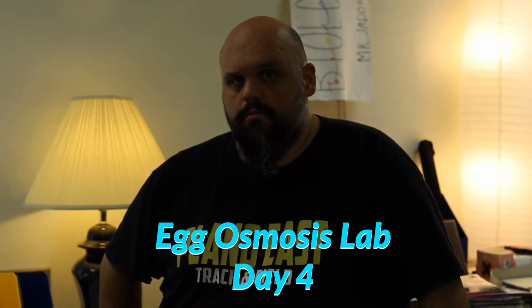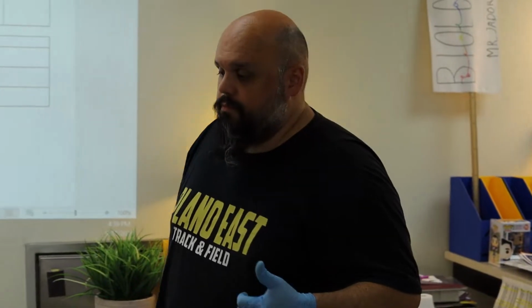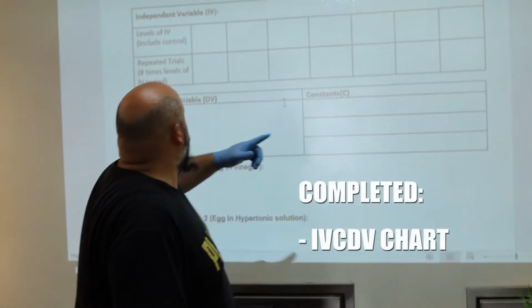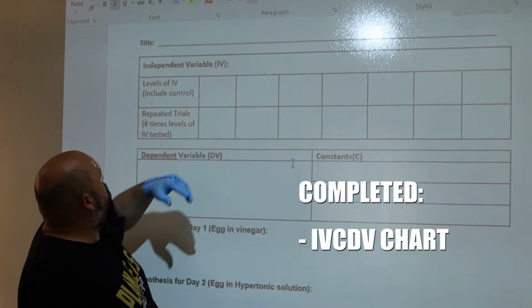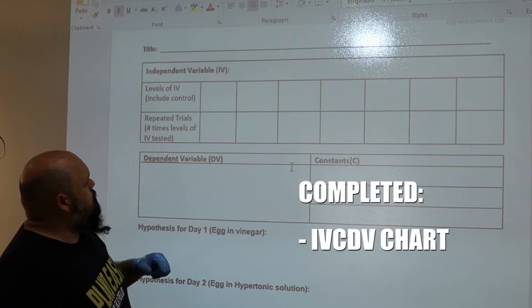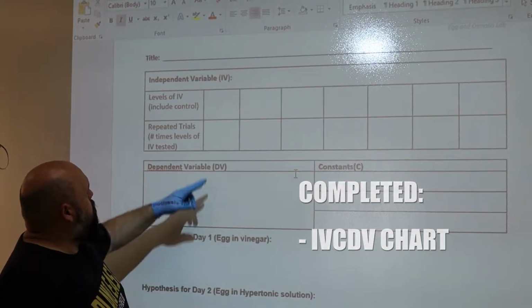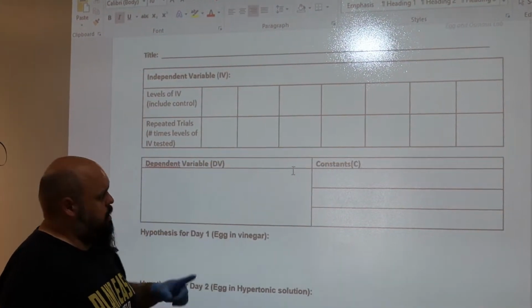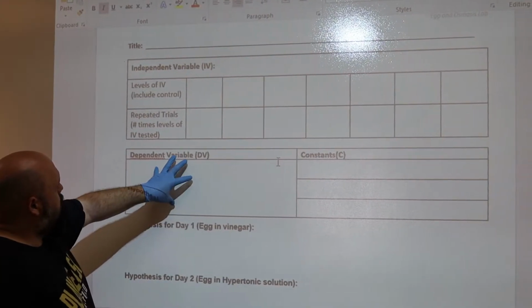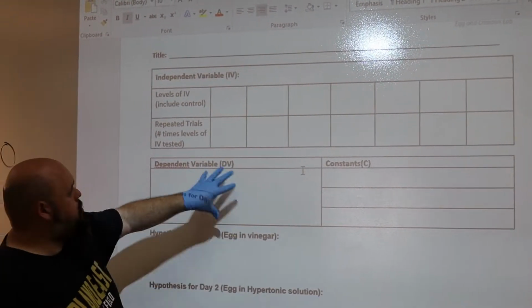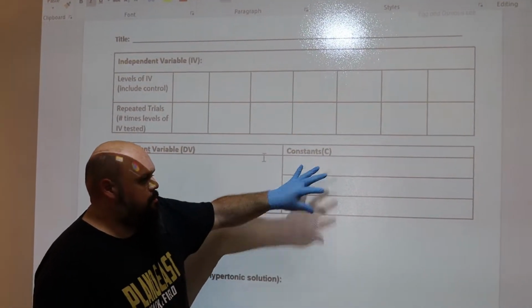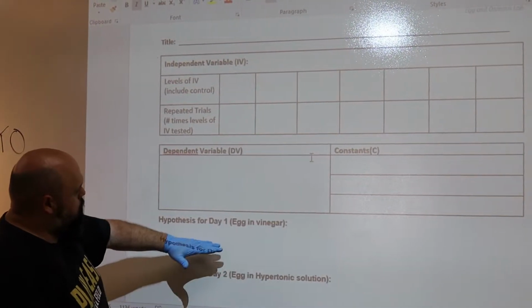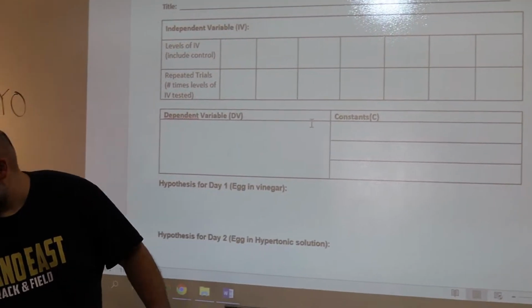Day 4. All right, just a quick recap of what you should already have by now. You should already have been titled. You should have already come up with your levels of independent variables. We've repeated the trial once, so you only put one there. Your dependent variable, what depends on your independent variables, and then what we're keeping constant. You should also have hypothesis for day 1.